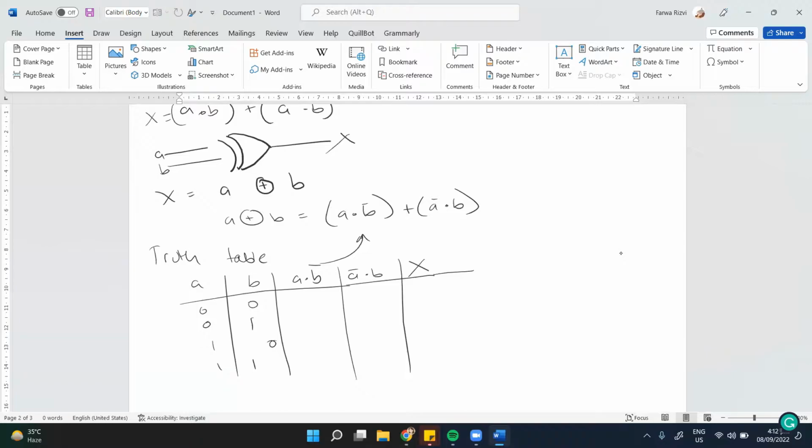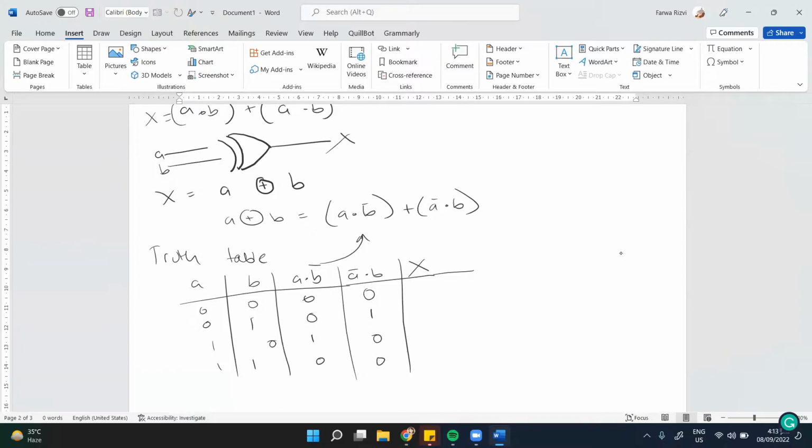In this A dot B bar column, we're multiplying A's column with the opposite of whatever B has. So the first row is 0 into 1, which is 0. Then 0 into 0 is 0. Then 1 into 1 is 1. Then 1 into 0 is 0. Similarly with the next column: 1 into 0 is 0, 1 into 1 is 1, 0 into 0 is 0, and 0 into 1 is 0.